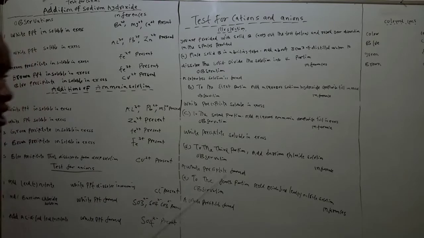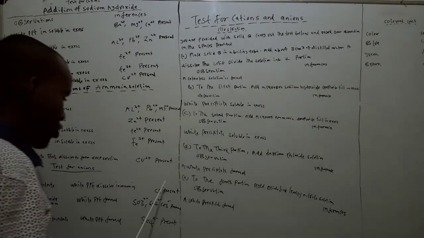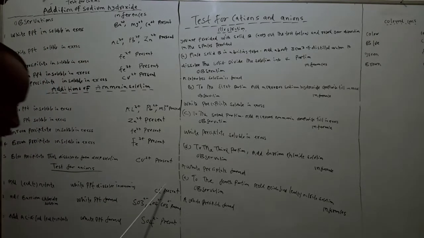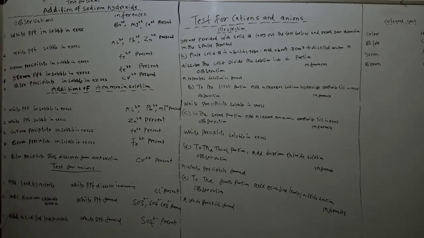Present. Remember chlorine, the valence of chlorine is 1. That's why we have only negative. There's no need for me to write here -1. I just write negative. Chlorine present. Number 2, add barium chloride solution. Then you find out that there is white precipitate formed.